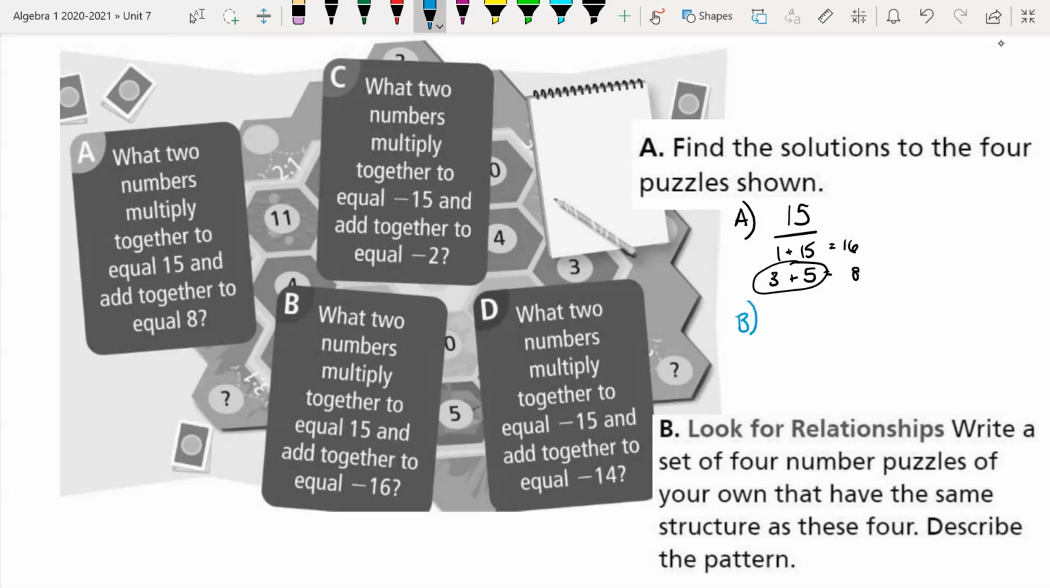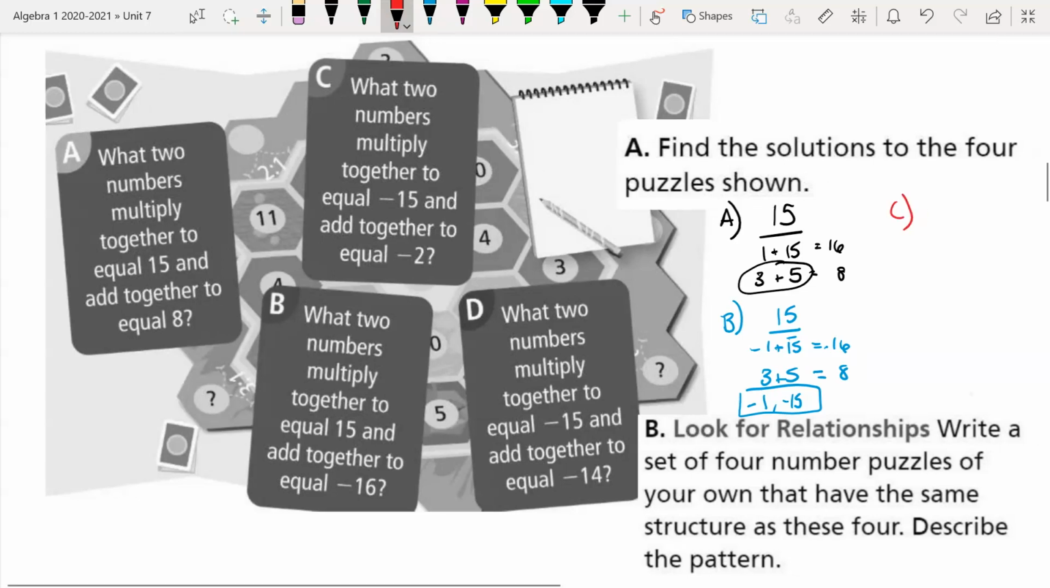Then B says, what two numbers multiply together to get 15 but add together to equal a negative 16? Well, I can do 1 and 15, 3 and 5. But when I add these, I get 16 and 8. I wanted a negative 16. So remember, if I do a negative times a negative, if I change the signs, wouldn't adding them together give me negative 16? And when I multiply it, I get a positive 15. So our answer to that one would be negative 1 and negative 15.